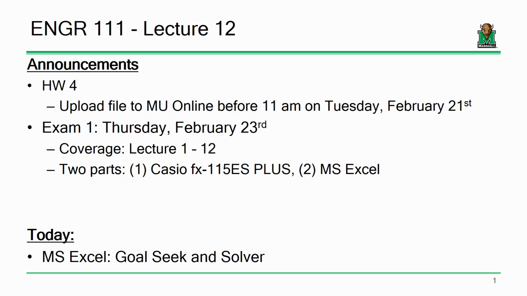The first part, your computer screens are going to be turned off, and you're just going to be solving some questions on paper using your Casio calculator. And then on the second part of the exam, you're going to need to turn the computer on and solve some questions using Excel. And then to submit that part of the exam, you're going to upload the files to MU Online.